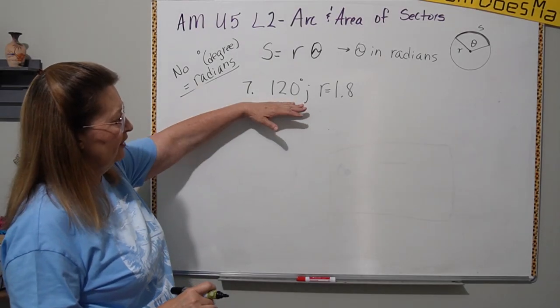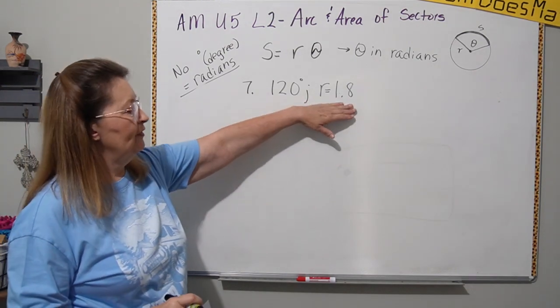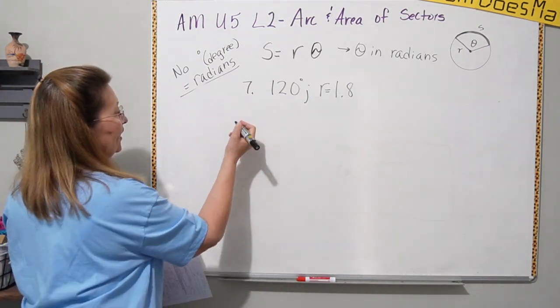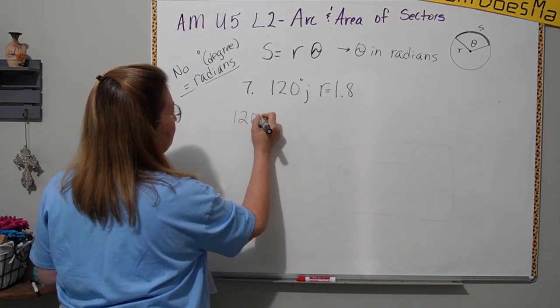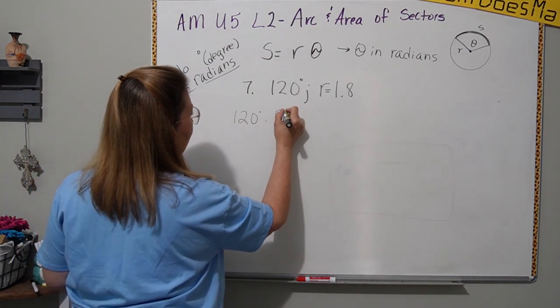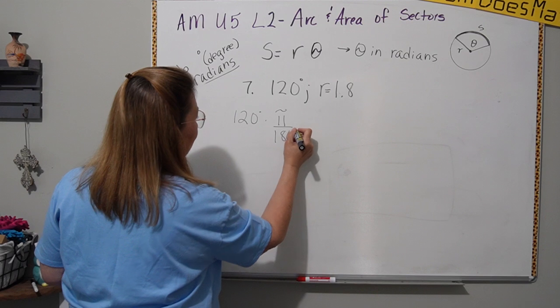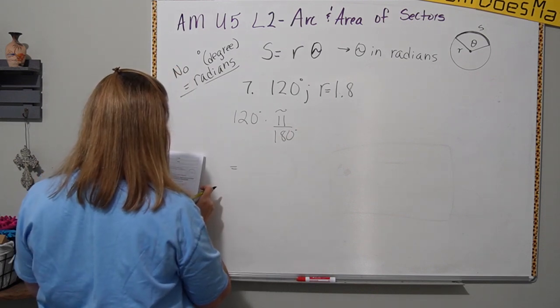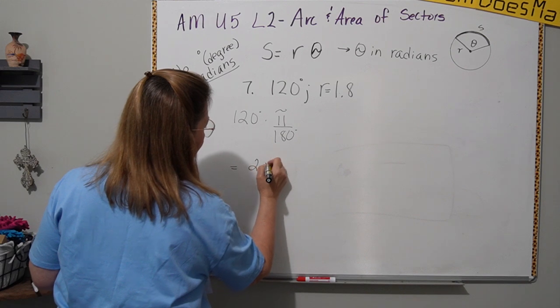Okay, for number 7, we have a 120-degree angle. We have a radius of 1.8, so the first thing I need to do is change this to radians. So I'm going to have 120 degrees times pi over 180, and this reduces down to give you 2 pi over 3.